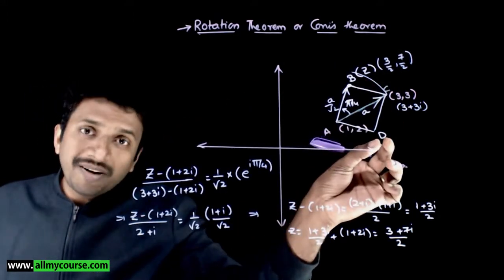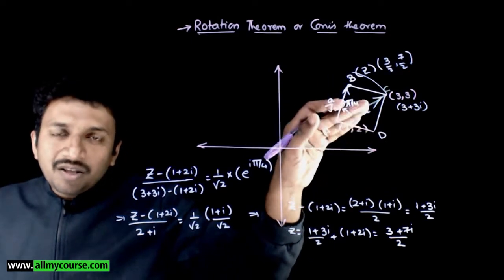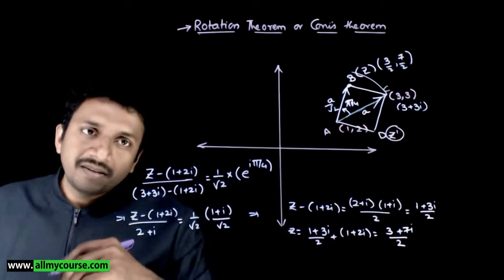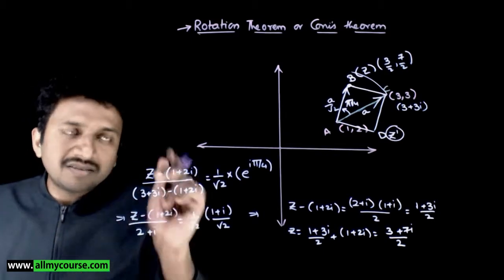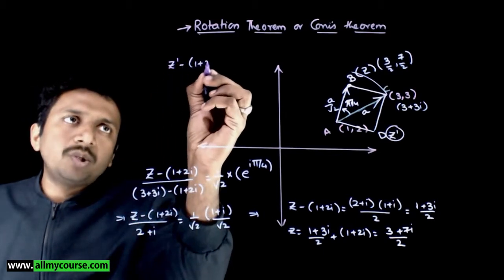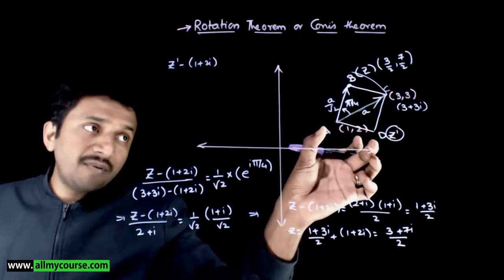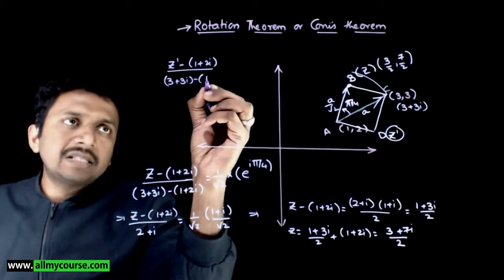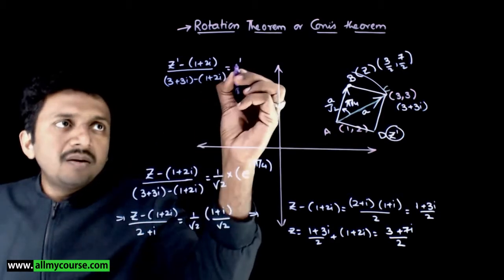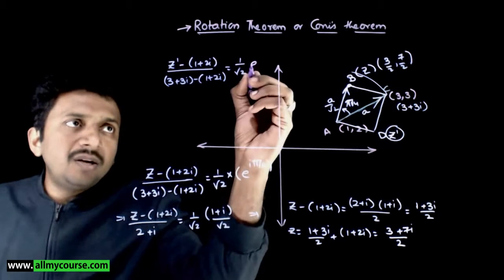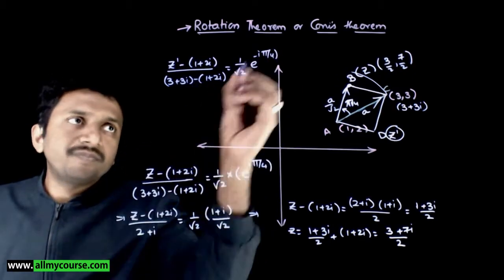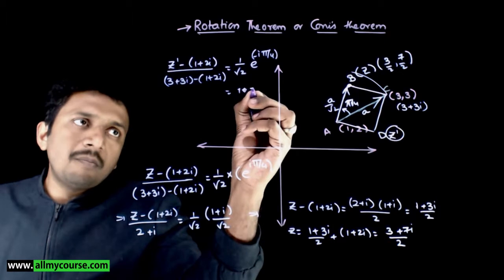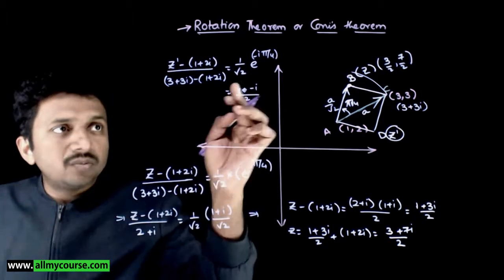Next, if you want point D, the difference is just that you need to rotate it through an angle of pi by 4 in the clockwise direction. So if this complex number is z dash, the equations will be exactly the same as this. So z dash minus (1 plus 2i), that is the final vector, by the initial vector, again 3 plus 3i minus (1 plus 2i), is equal to final vector by initial vector magnitude into e power minus i pi by 4. That is equal to (1 minus i) by root 2. So this becomes (1 minus i) by 2.